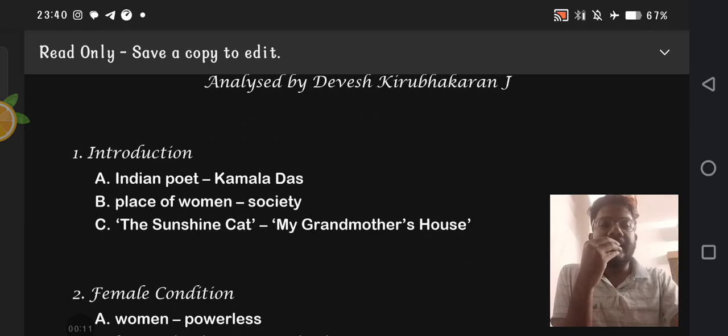So, introducing the poem. This poem was written by the Indian poet Kamala, as said before, where in this poem, she describes the place of women in the society, the patriarchal male dominated society. The Sunshine Cat, My Grandmother's House are some of her other famous poems.